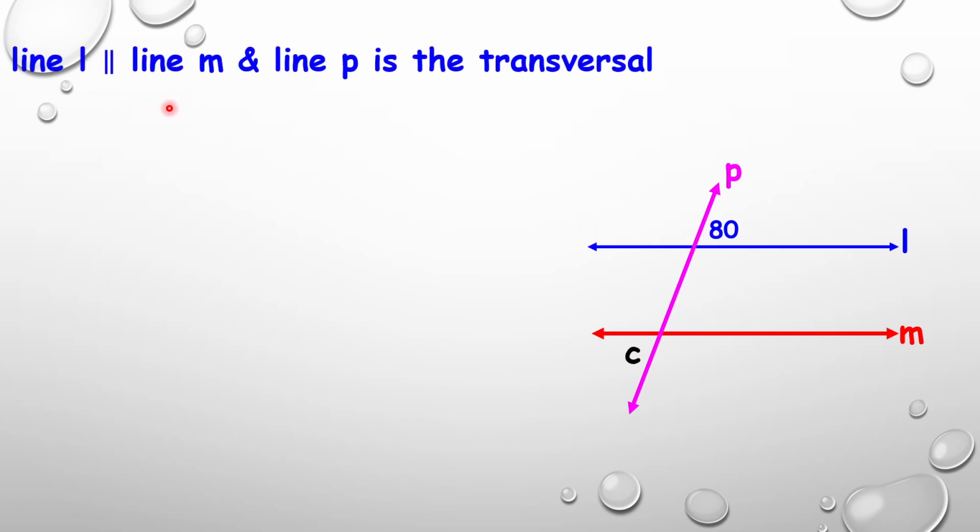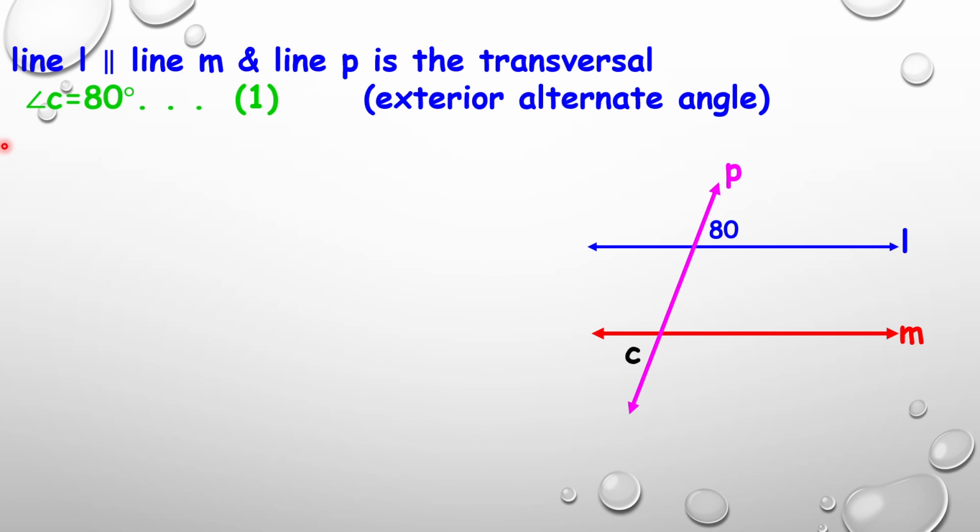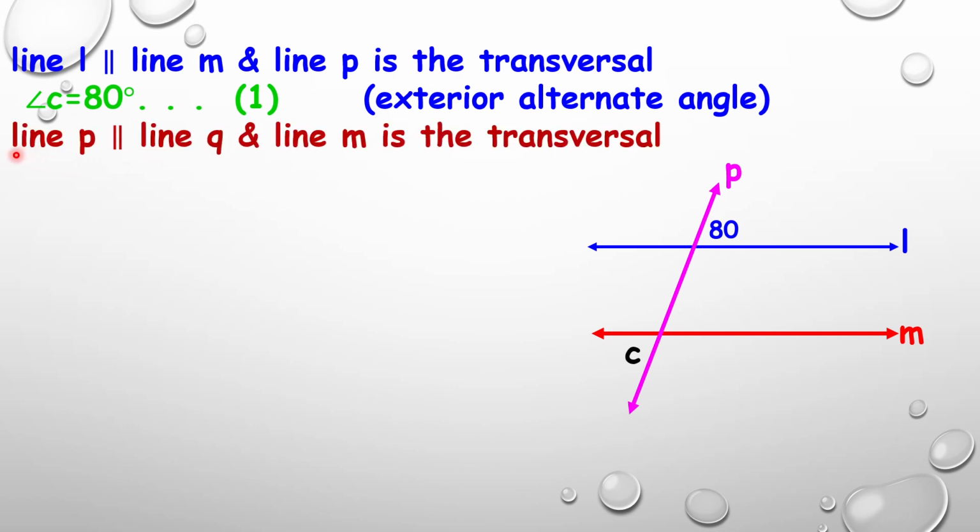Line L is parallel to line M and line P is the transversal. Therefore, angle C is equal to 80 degrees, exterior alternate angles. Then line P is parallel to line Q and M is the transversal. On the transversal, angle C and angle B are given. You observe the figure and find the relation between angle C and angle B.